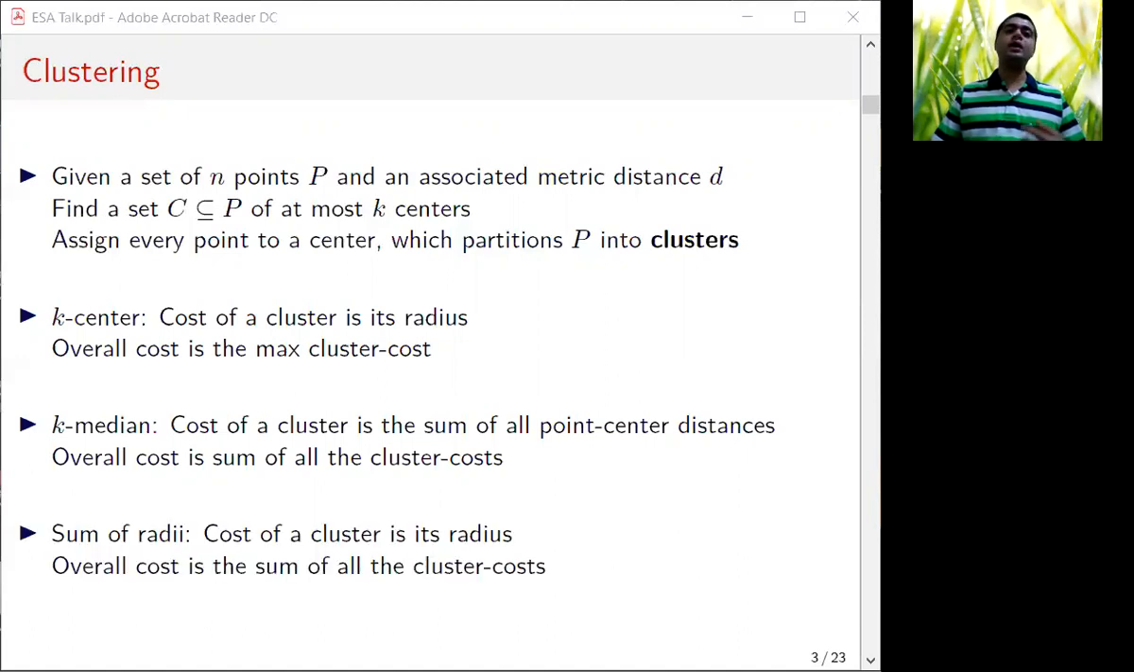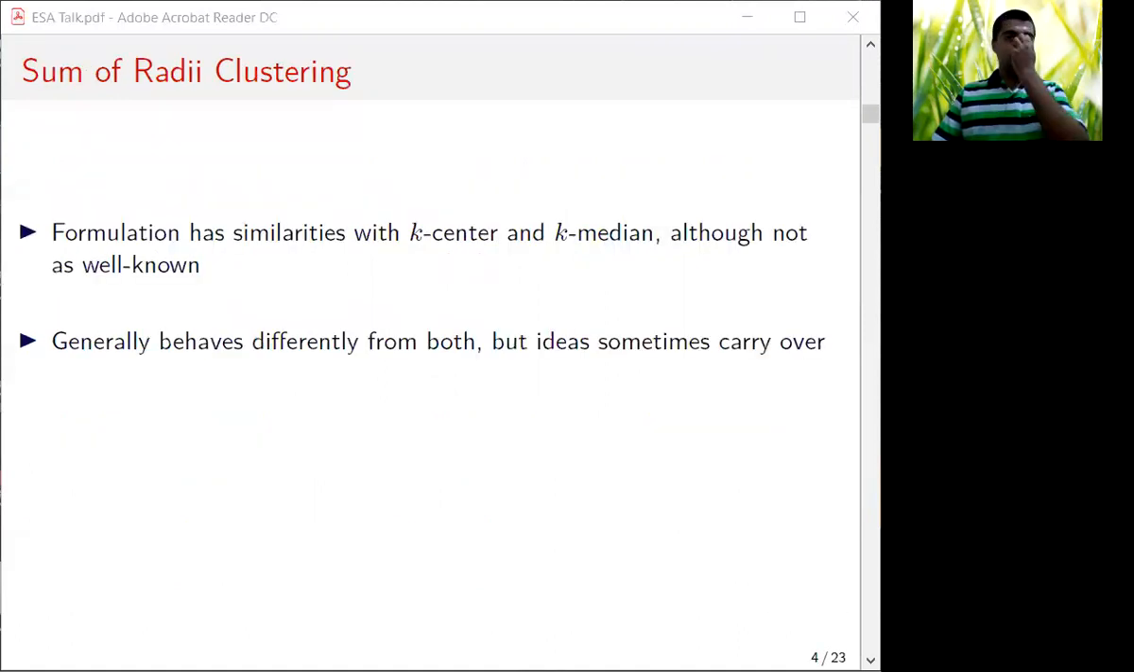Now let's look at the sum of radii objective, which is what we'll be focusing on in this talk. Similar to K center, here the cost of a cluster is the radius of that cluster. But then like K median, the overall cost is the sum of all cluster costs. So it has similarities with both K center and K median. Sum of radii is not as well known as its siblings K center and K median. And even though it has similarities with both, it behaves kind of differently from them. But even then, some of the ideas from the K center and K median literature are often useful for sum of radii.